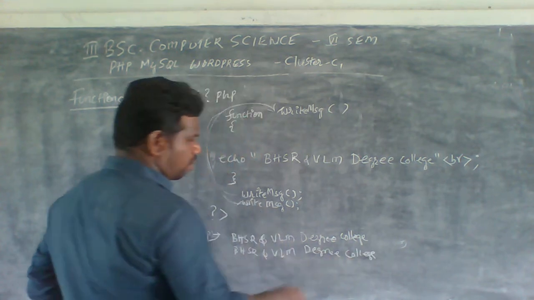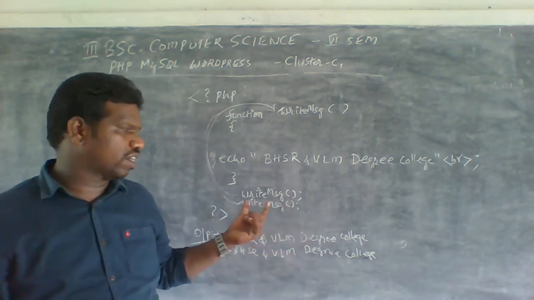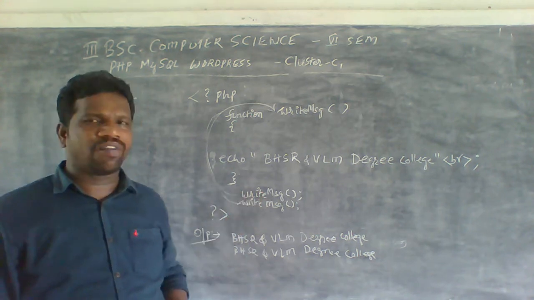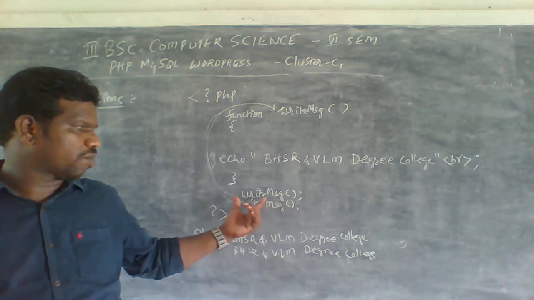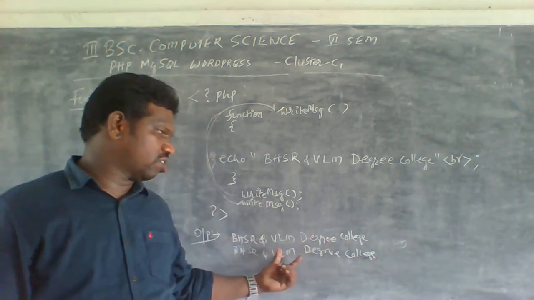This is the program output here. Here we are calling the function two times, and the function should be write message. Since we call the function name two times, the program executes two times. The program answer is VHSL degree college, VHSL degree college.